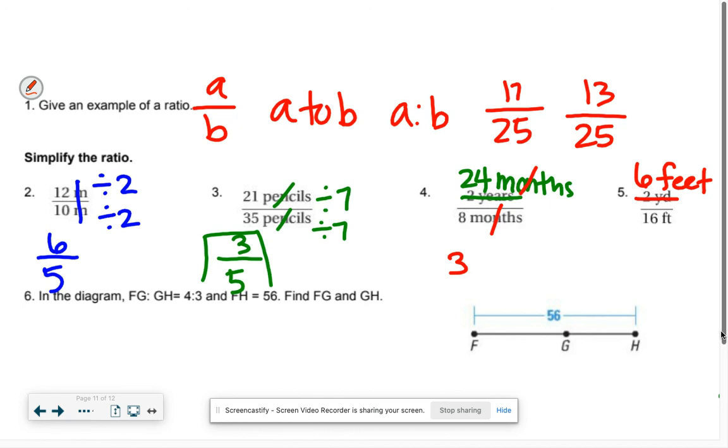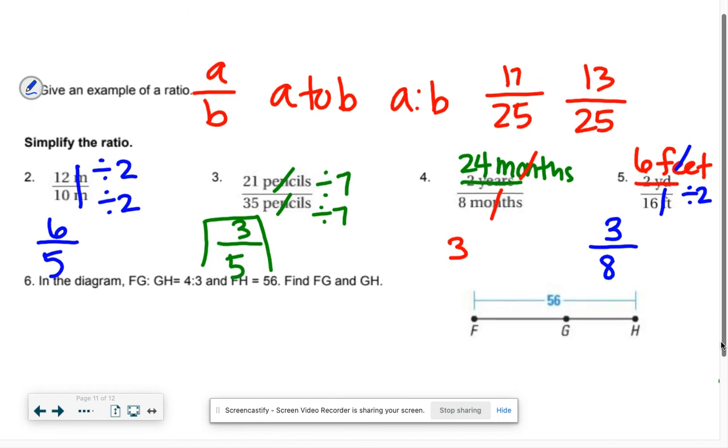What is 6 over 16 reduced to? 3 doesn't work. 4 is too big. We already said 3's too big. 2. Yeah, that's fine. So 6 divided by 2 is? 3. 16 divided by 2 is? Okay. Cool.